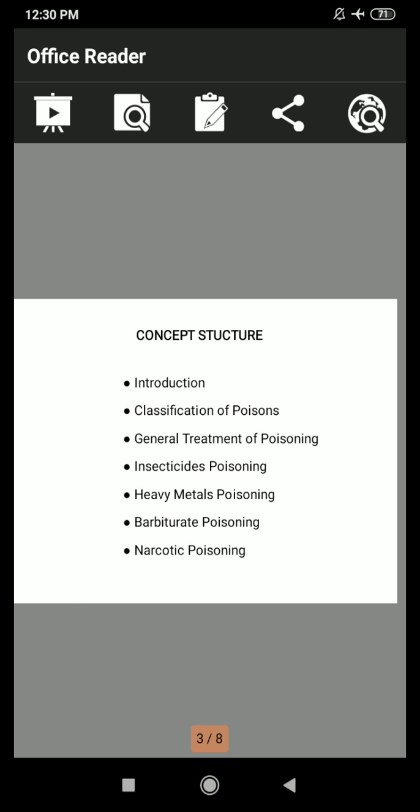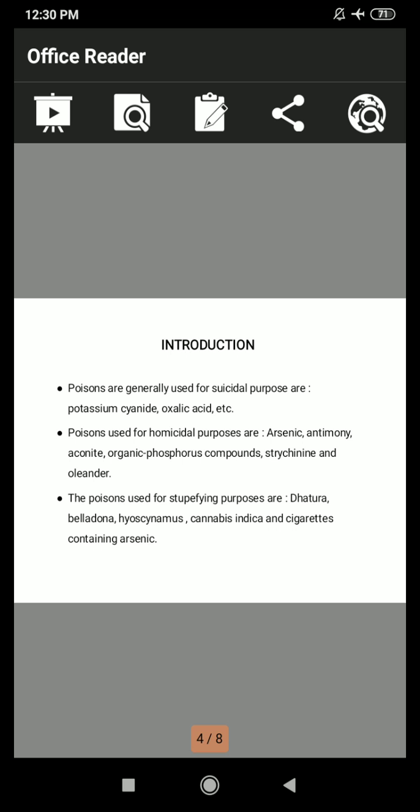Now I will start the first topic, introduction. Poisons generally used for suicidal purpose are potassium cyanide, oxalic acid, hydrocyanic acid, opium, barbiturates, organophosphorus compounds, and arsenic. Poisons used for homicidal purpose are arsenic, antimony, aconite, organophosphorus compounds, strychnine and oleander. Poisons used for stupefying purpose are dhatura, belladonna, hyoscyamus, cannabis indica, and cigarettes containing arsenic.